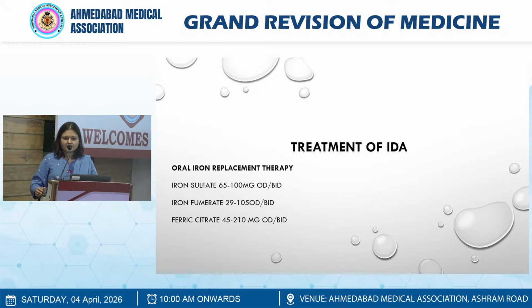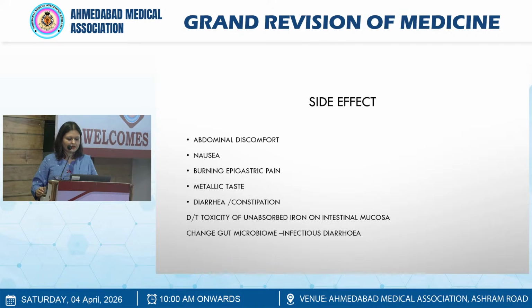Now treatment. Mild to moderate anemia can be managed with oral iron therapy. Various compounds are there: iron sulfate, iron fumarate, ferric citrate. Usually we give it once or twice a day, but it has lots of side effects.